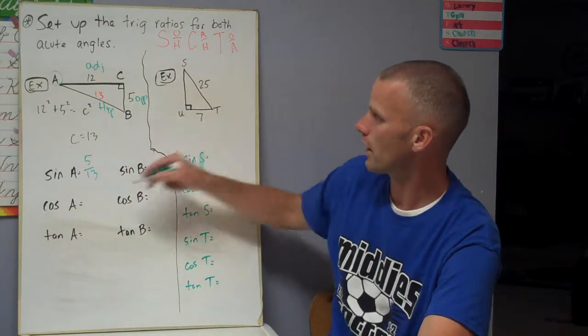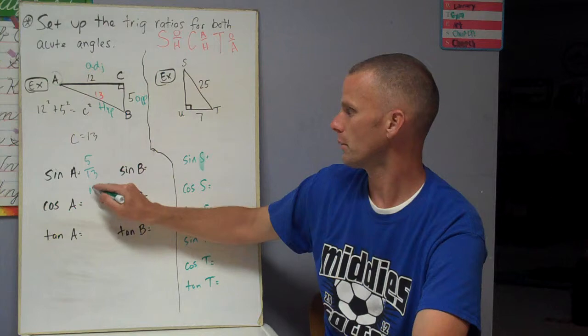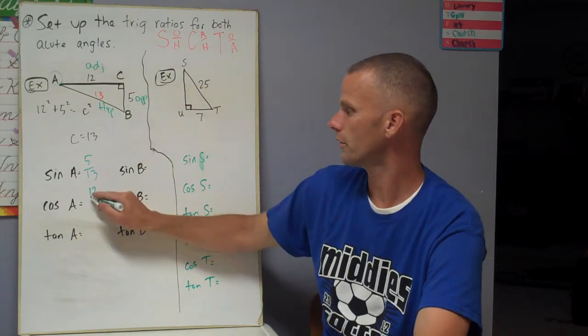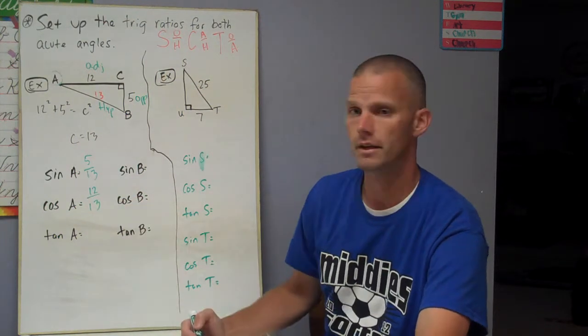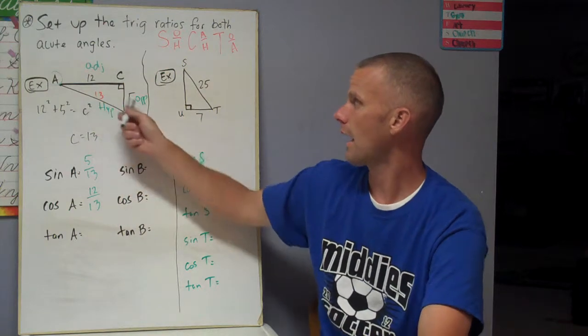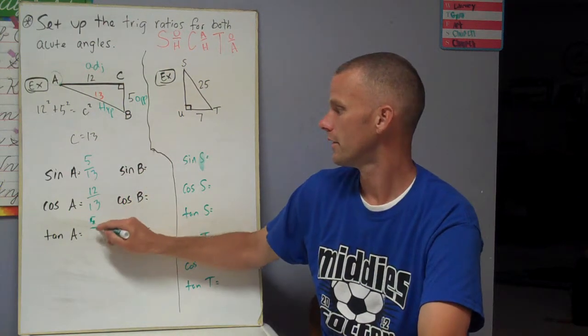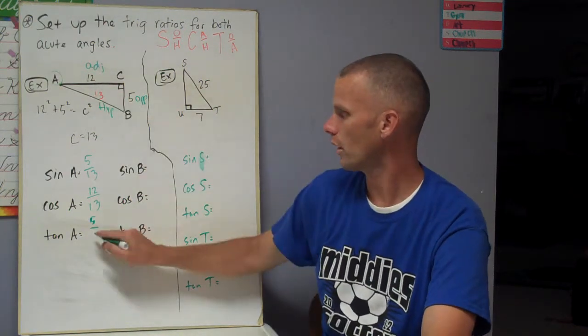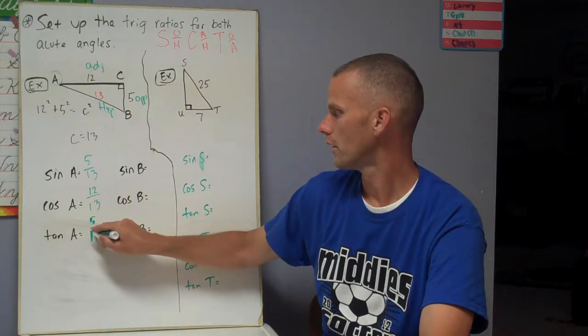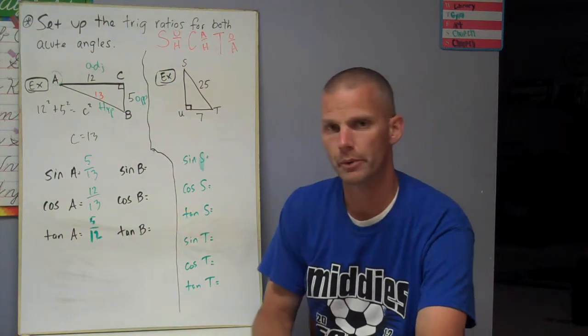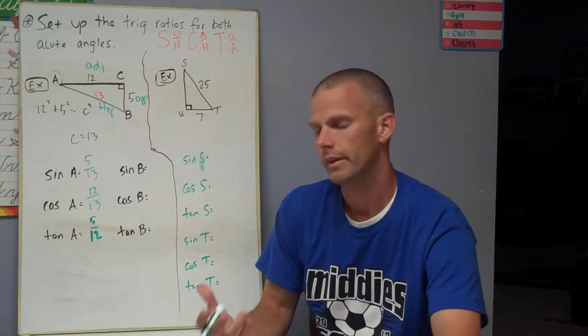Cosine, adjacent over hypotenuse. So here I'm looking at the adjacent side, that's 12, hypotenuse 13. Tangent, opposite 5, adjacent side 12. So there are my 3 ratios for angle A.